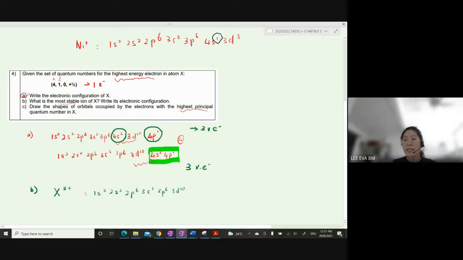Kalau 4s, 3d, yes, you remove from 4s before 3d. But now, this one is 4s and 4p. Similar like if you got 3s, 3p, 2s, 2p. So we will remove electron from p orbital first before s. So ini bukan 4s dengan 3d. So dia tak ada cakap remove daripada 4s2. So higher energy adalah dekat 4p.